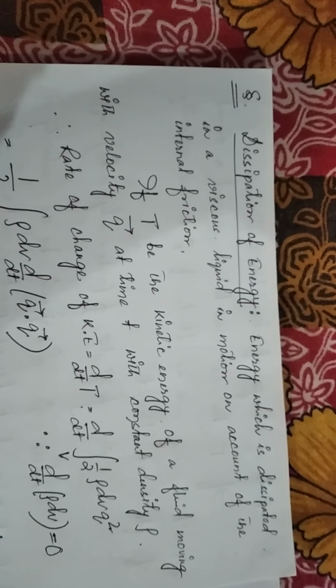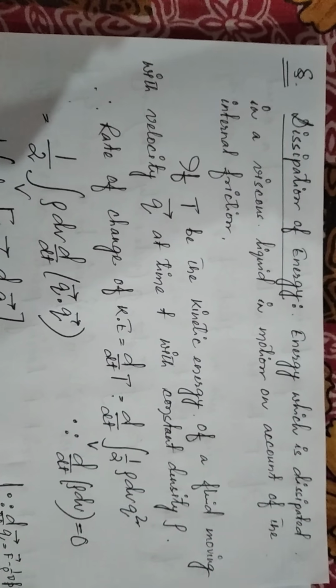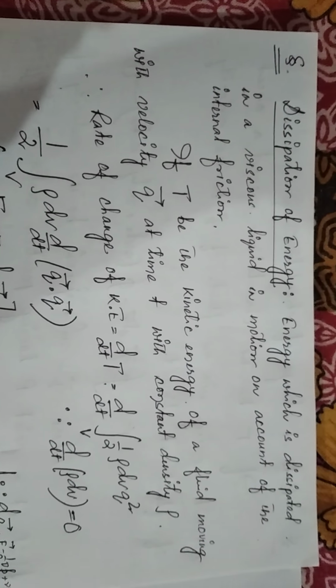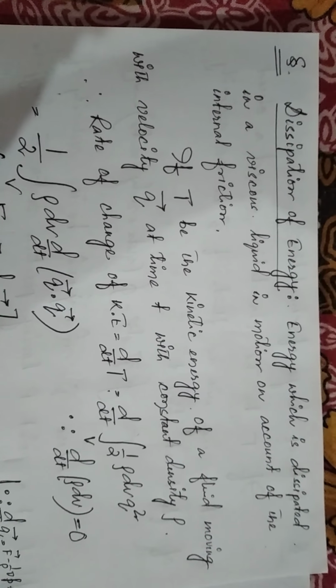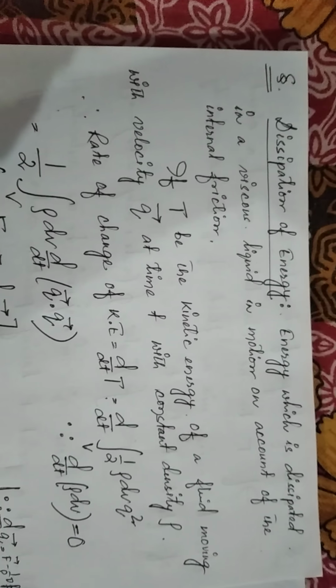Now, we will see what is the mathematical expression of that dissipation of energy. So if tau be the kinetic energy of a fluid moving with the velocity q bar at time t with constant density, mainly we are dealing with the incompressible fluid.